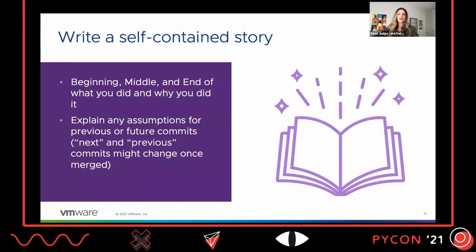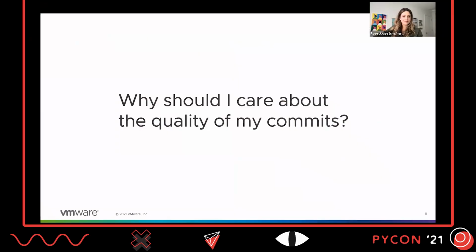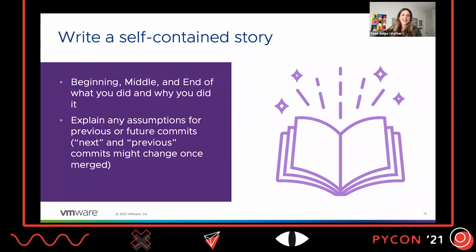So a good commit message boils down to a good story. It has a beginning, a middle, and an end, and all the relevant details are clearly summarized in context. And when I say self-contained, what I mean is to make sure that you're explaining any assumptions related to future or past commits in your commit message. As an example, I've seen a series of commits where the first one says something like, see next patch for more information. The trouble with that phrasing is that the next patch may not be what you think it is when it eventually gets merged into the project. So instead of saying that, you could say, in order to enable X future functionality, we first have to add Y function in this commit, or something like that.